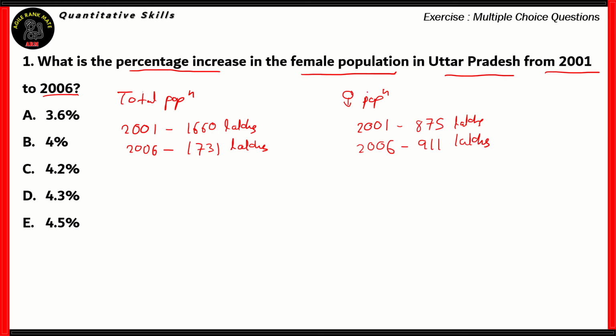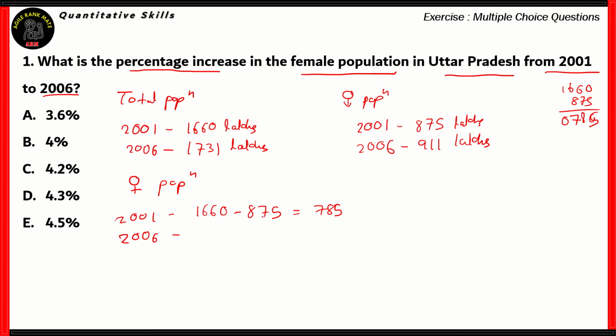All we have to do is subtract male population from total population to get female population. So for 2001, the number would be 1660 minus 875 times 1 lakh. So if you do that, 1660 minus 875, 10 minus 5 is 5, 15 minus 7 is 8, 15 minus 8 is 7, and that's 0. So 785 lakhs is the population of females in 2001.